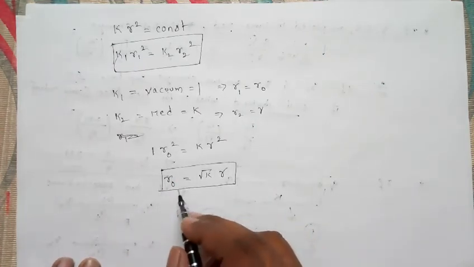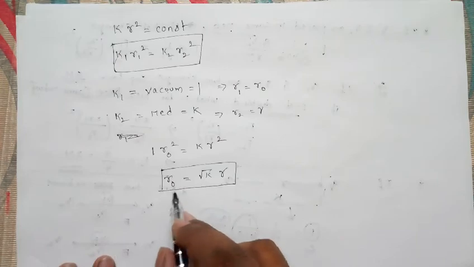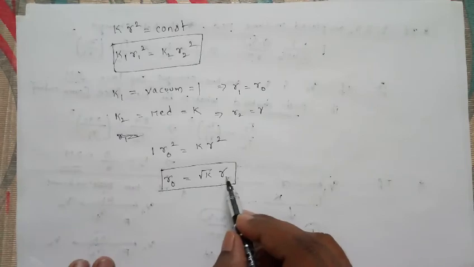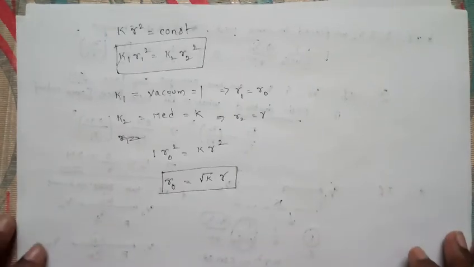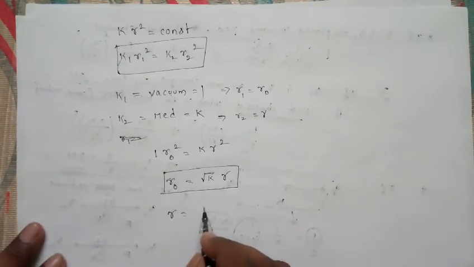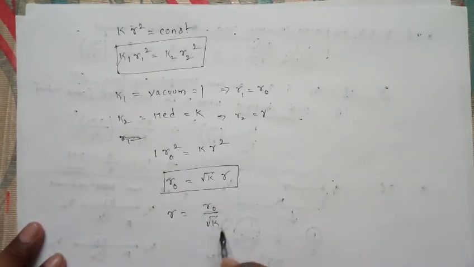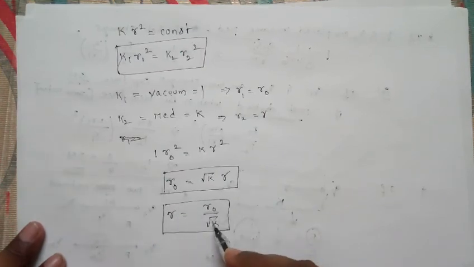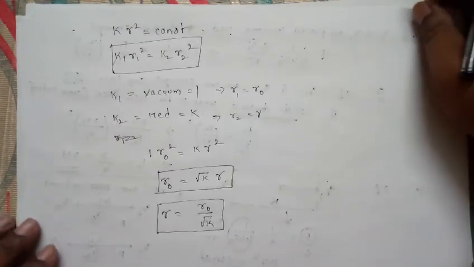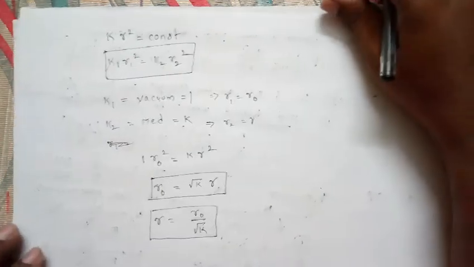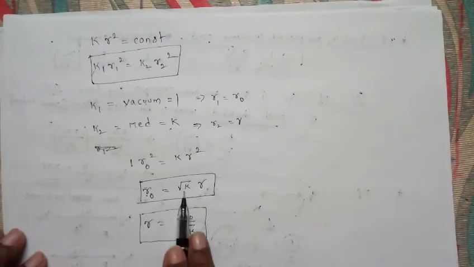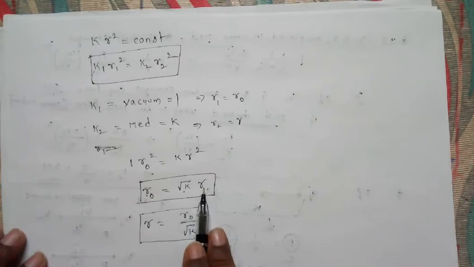What is this relation? The effective distance in vacuum is equal to root k times the distance in medium. Or else you can also write r equal to r naught by root k. It means the effective distance in medium is nothing but the vacuum distance by root k. So this is the thing you can understand: the effective distance in vacuum is equal to root k times the distance in medium.